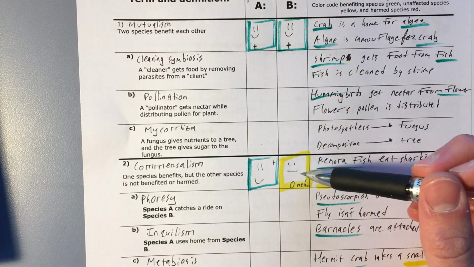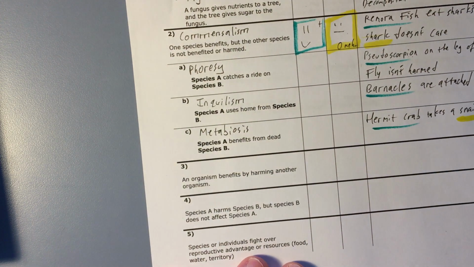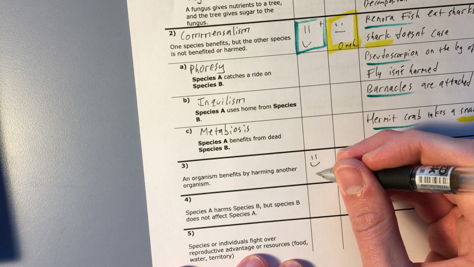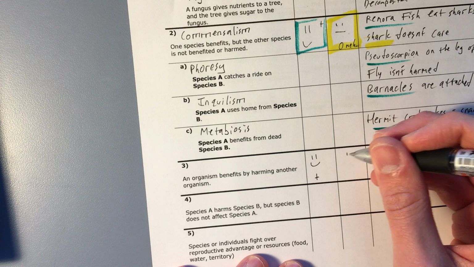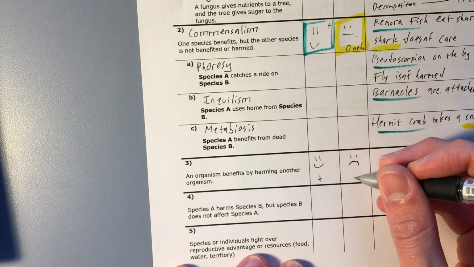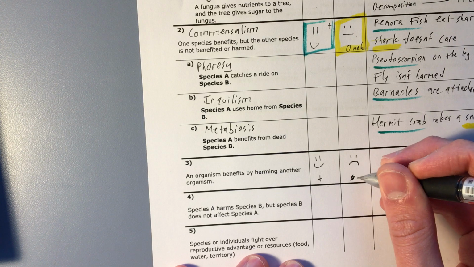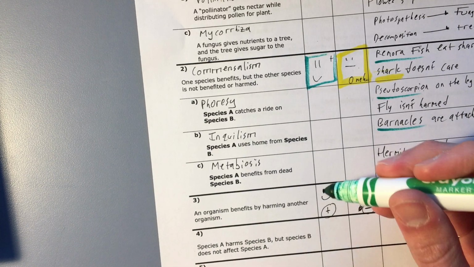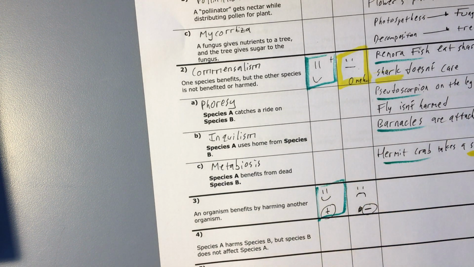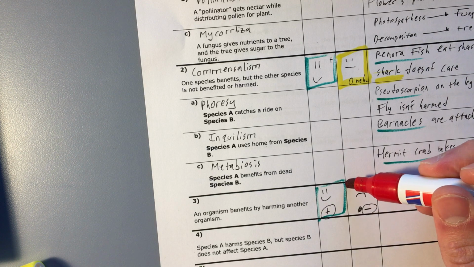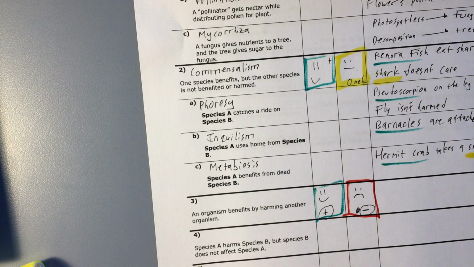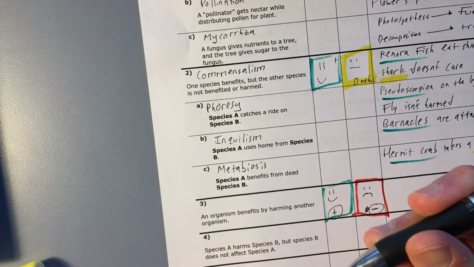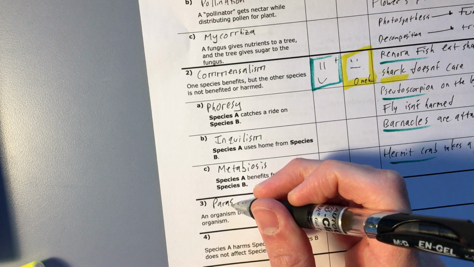Now, those are the first main two types. Mutualism, both benefit. Commensalism, one benefits, the other one doesn't care. Well, what happens if one experiences a benefit at the expense of the other one? We'll draw a frowny face here and a minus symbol, and a plus. So what is that? If one experiences a benefit and the other one is harmed, that's parasitism.